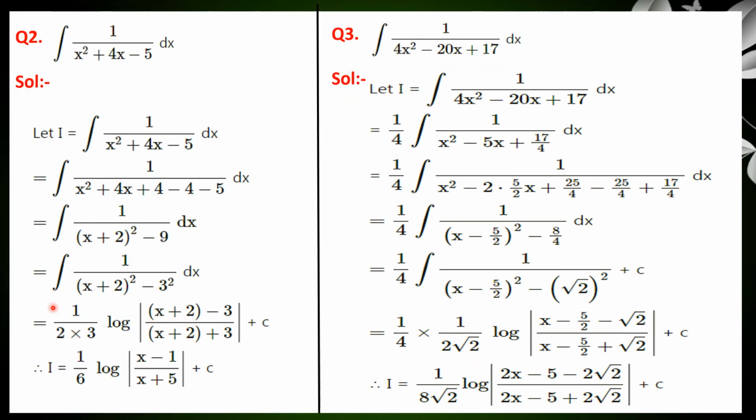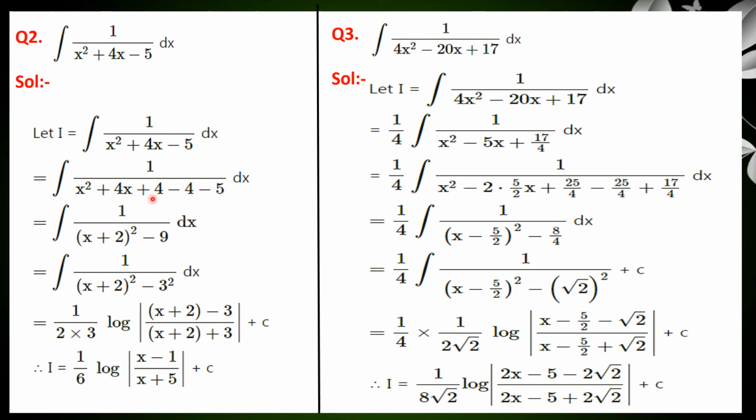Question number 2. Integral 1 by x square plus 4x minus 5 dx. So let the given integral be I. Then integral 1 by x square plus 4x minus 5 can be converted into the form of x square minus a square or a square minus x square by making it a complete square. Now we will add and subtract the square of half of the coefficient of x. Half of the coefficient of x is 2. 2 square is 4. 4 is added and subtracted and the last term is written later. So minus 5. That is written last, that is minus 5.